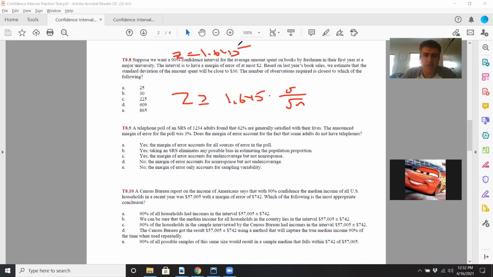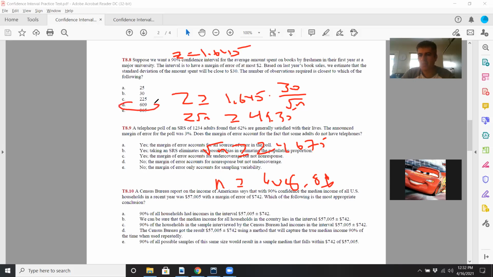And sigma again is 30, so I can replace sigma here with 30. And you're solving for n. So you see the algebra at this point. I can multiply both sides by root n and do 1.645 times 30, which is 49.35, divide by 2, which is 24.675, and then square both sides. So n is going to be 608.86, and so it's going to be about 609, because you've got to be a little higher than that. So that's D.